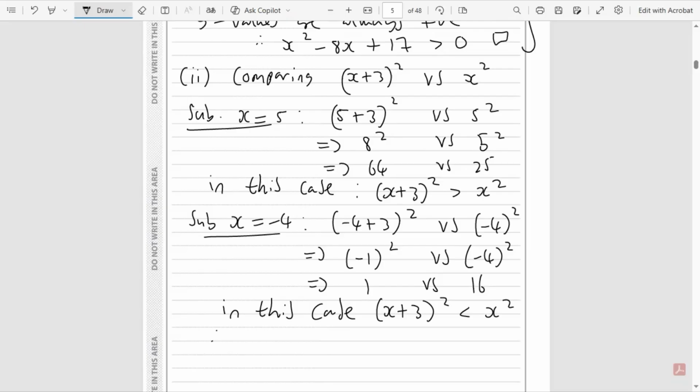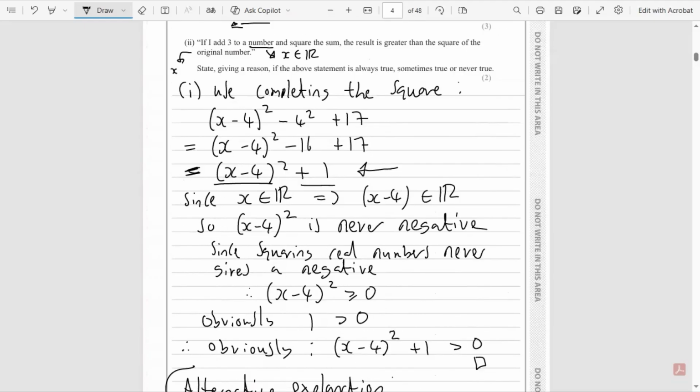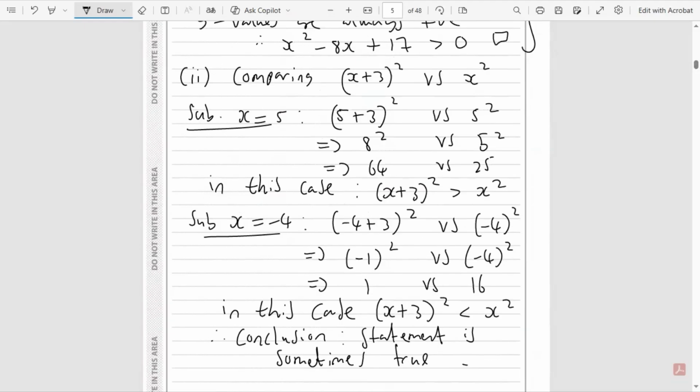So therefore, we can conclude, the conclusion to the question is the original statement is sometimes true. So that would be fine as an answer to this one. That'd be fine for the 2 marks because it was a 2-mark question, I think, wasn't it? Yeah, 2 marks. So you can just plug in some examples, see what works, see what doesn't work, and then come to the conclusion that it is sometimes true.